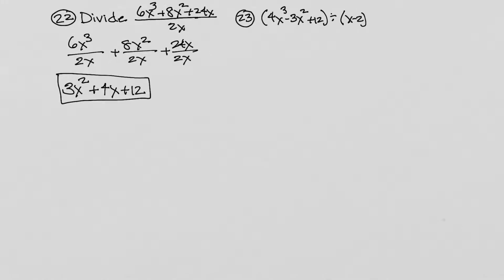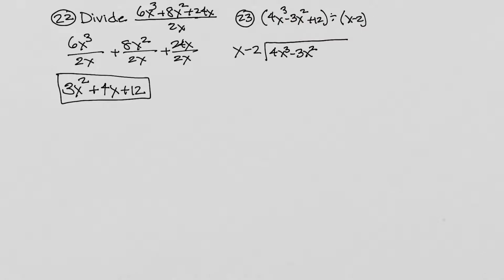Let's make this division in number 23. Let's write it as a division problem as x minus 2 into, now let's be careful here. We've got 4x cubed, right? There's our 4x cubed. Then minus 3x squared, minus 3x squared.